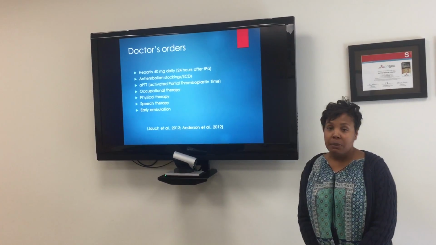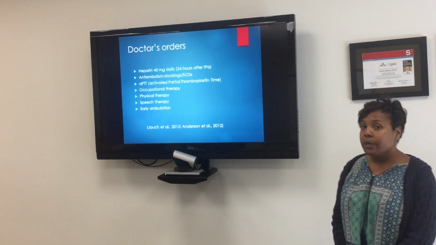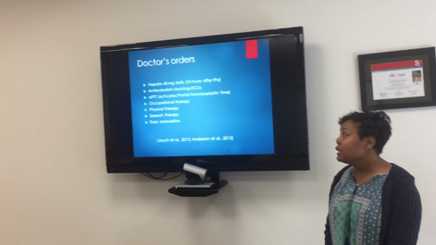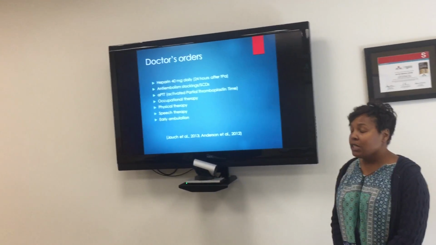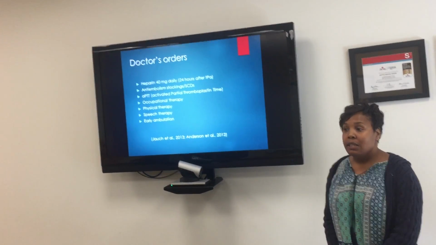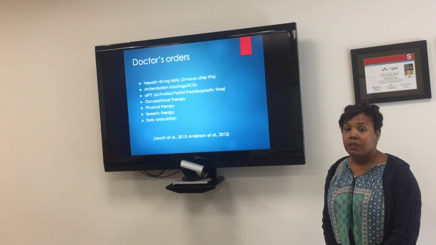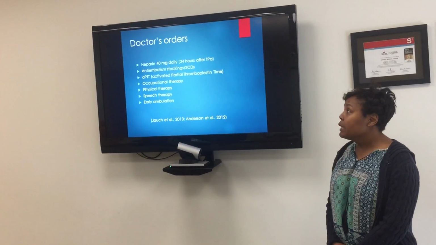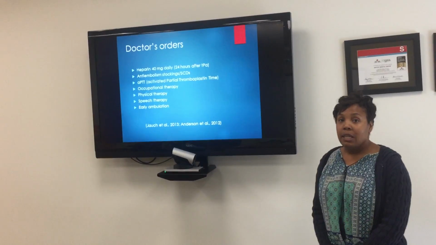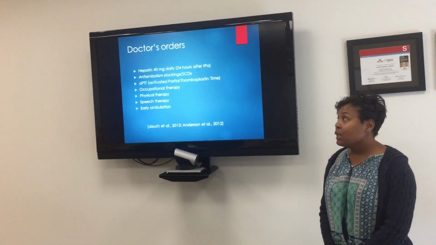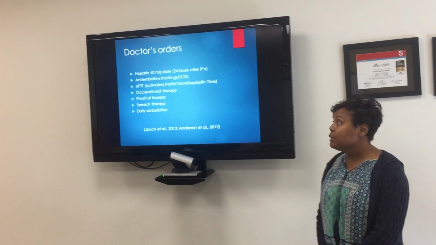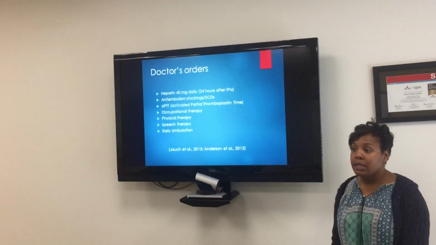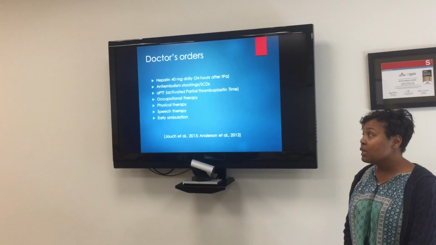Doctor's orders for Mr. Smith, he will be getting heparin 40 milligrams Sub-Q. It is recommended by Jacques and Anderson that any anticoagulant is not given until after 24 hours post TPA. He's to get SCDs and TEDs to prevent blood clots because he has limited mobility. His APTT will be monitored to make sure that his blood is correctly clotting.